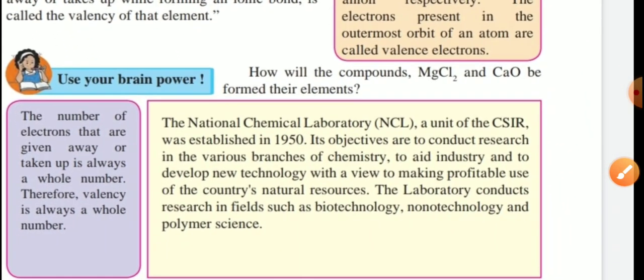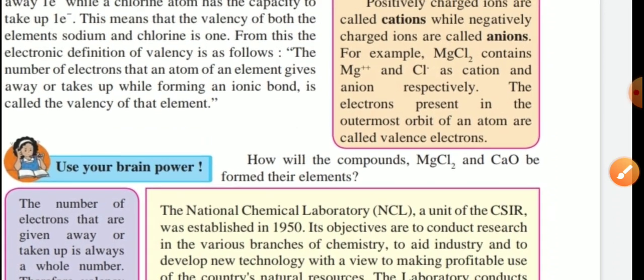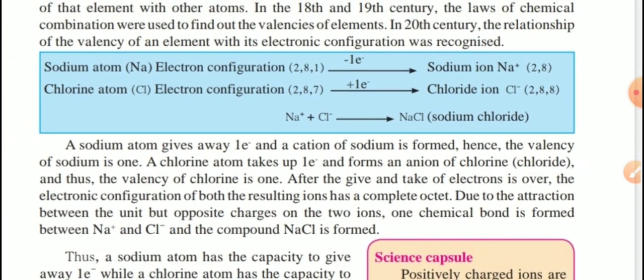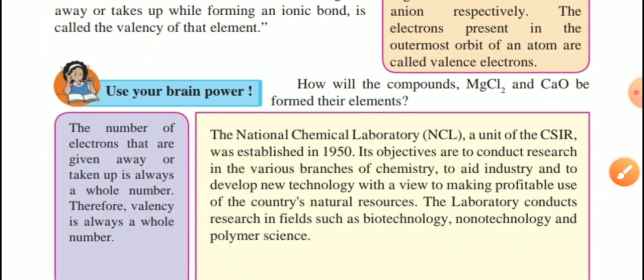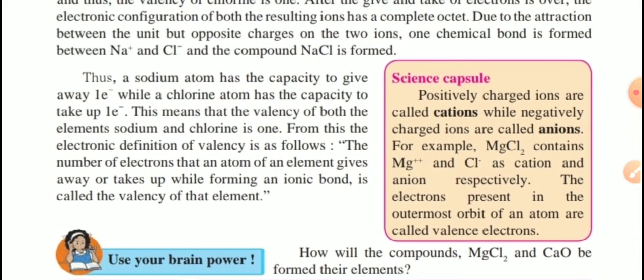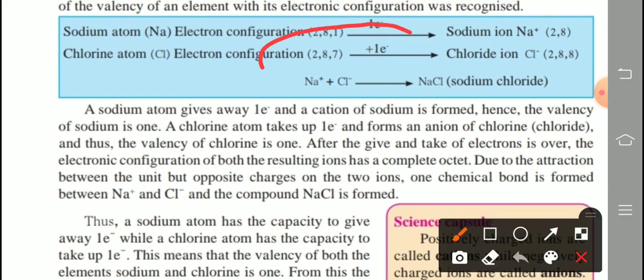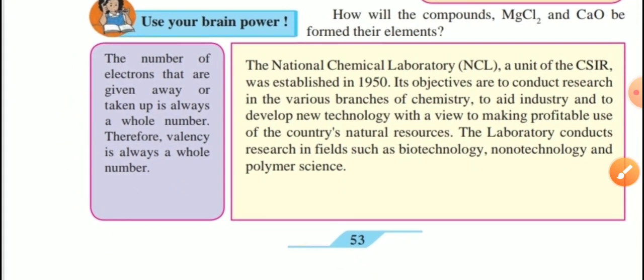Next, 2 questions are given for us. Like sodium chloride that is given here, the questions are: how will the compounds MgCl2, magnesium chloride, and CaO, calcium oxide, form from their elements? So try forming these 2 compounds like sodium chloride. Write down steps like these in your answer. We will discuss the answer in our assignment.